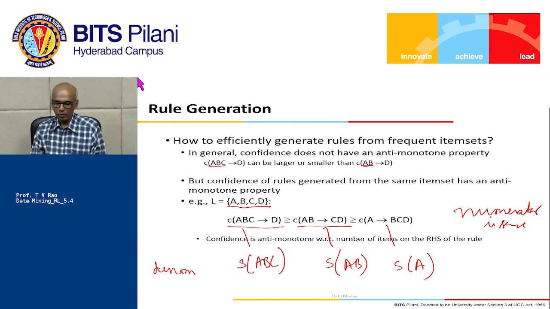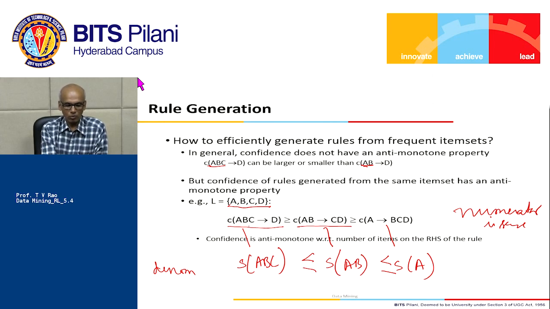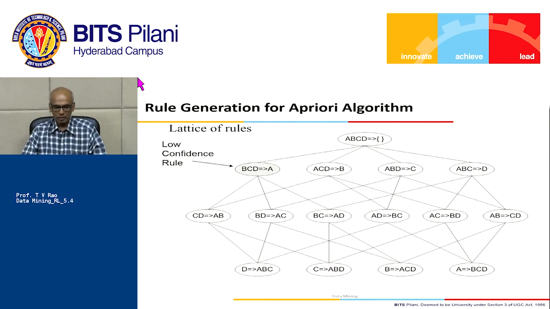What happens is that we know from the a priori property that support for AB is always smaller than or equal to support for A. Similarly, support for ABC is always smaller than support for AB. So what that means is that the denominator is reducing, so this is less than or equal to this, and the numerator is the same. For that reason, the confidence for this rule is greater than or equal to the confidence for this rule. This property may help us in pruning some of the rules, thereby making the evaluation process faster.